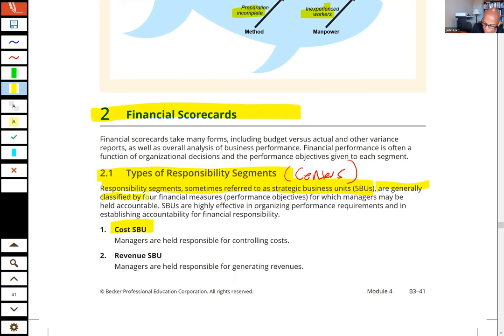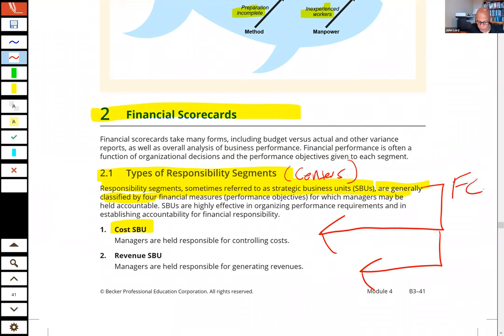We are generally classified in four categories in which managers may be held accountable. The first one you see is a cost SBU, then we'll talk about a revenue SBU, and we can flashcard these four. You'll see them continuing on the next page, but they're pretty self-explanatory. Cost SBUs are responsible for what? Controlling costs. Revenue SBUs are responsible for generating revenue.